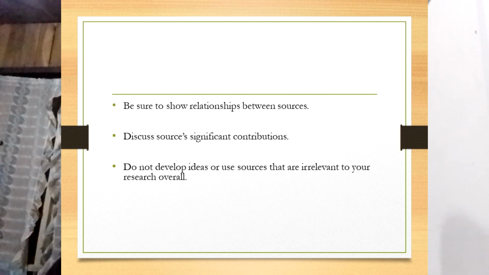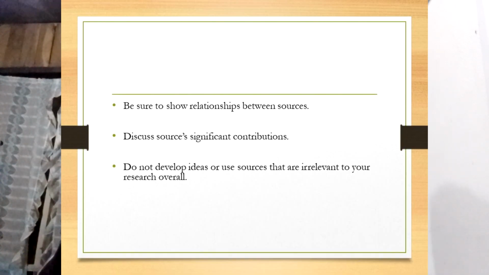Next is be sure to show the relationship between sources, and as I have explained earlier, in every piece of information that you get, there is always a relationship, because you are only referring to a specific topic. So we're going to explain it in our LR. Next, we have to discuss the sources' significant contribution. All of the sources, all of the information, all of the literature that we have, we're going to discuss what their significance and contribution are to our topic.